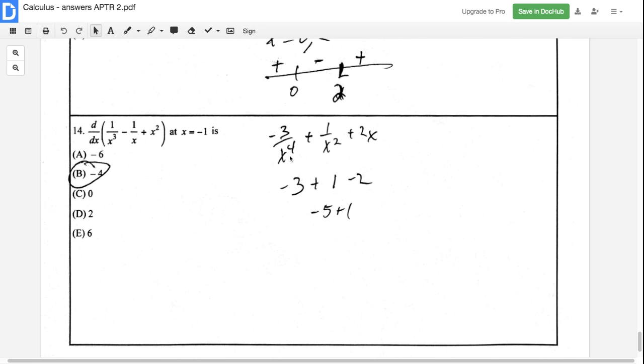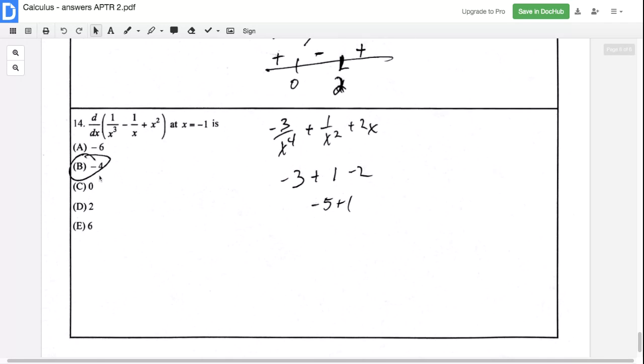Plug in negative 1. Negative 1 here is going to be positive, so it's going to be a negative 3. Negative 1 here is also going to be positive, so that's going to be 1. Negative 1 here turns it into a negative 2. I put the negative 3 and the negative 2 together to give me a negative 5. I add the 1. That gives me my negative 4.